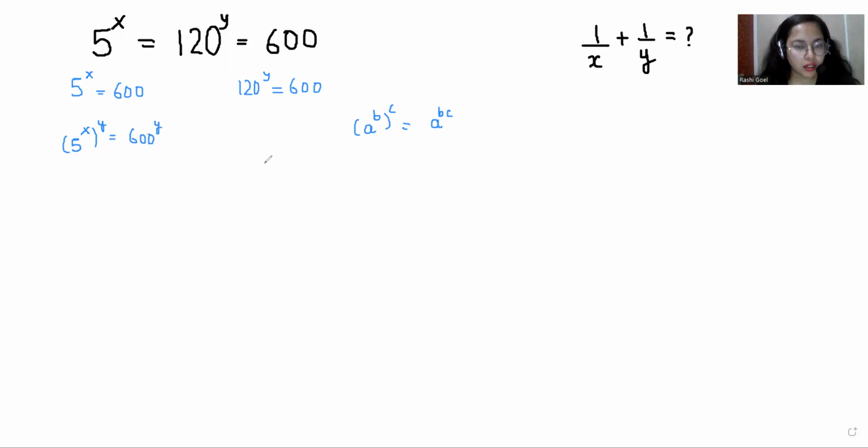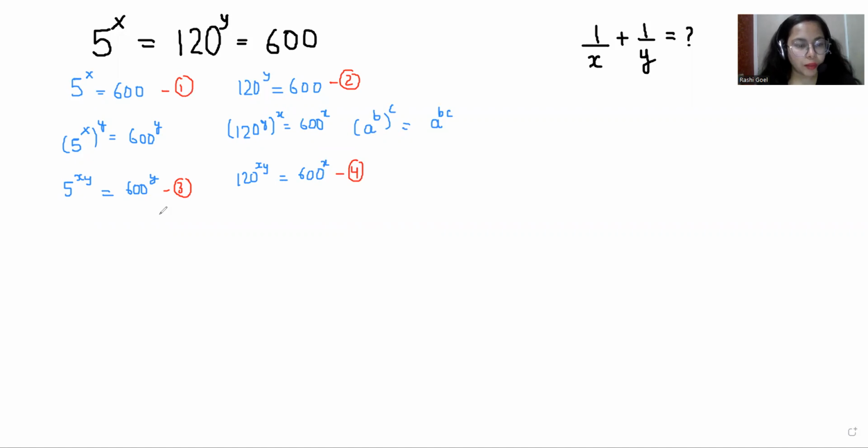And after that I can write it in this form: 5^(xy) = 600^y. Now this one I can raise to the power x: (120^y)^x = 600^x, and I can write it as 120^(xy) = 600^x. This is my equation number 1, this is my equation number 2, I'll take this as equation number 3, and this one as equation number 4.